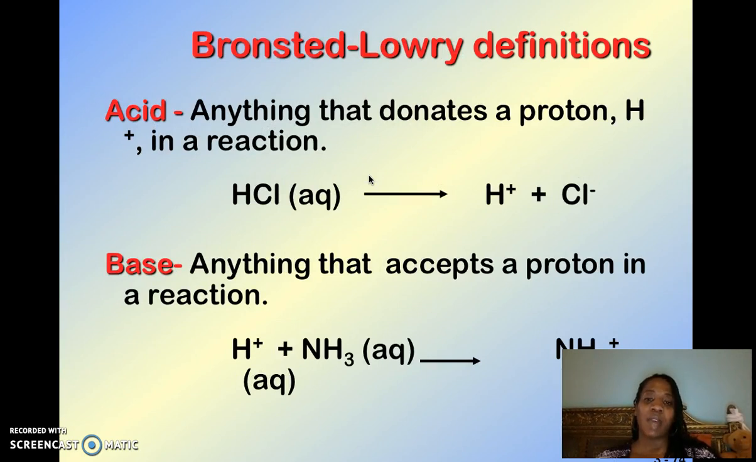We do have another definition that is also useful, which is called the Bronsted-Lowry definition, which is that an acid is anything that donates a proton, which is a hydrogen ion, right? If you recall, hydrogen only has 1 proton and 1 electron, so if you have a hydrogen ion, it's just a proton, same thing. And a base is anything that accepts a proton, so then that allows us to include ammonia as a base.